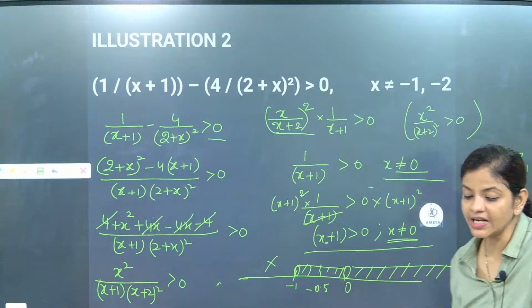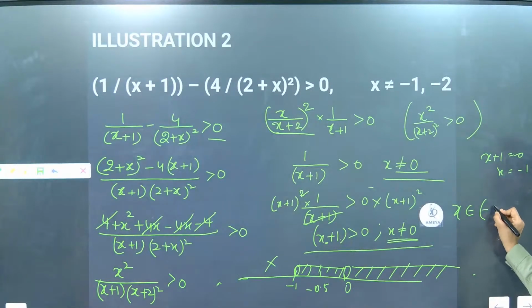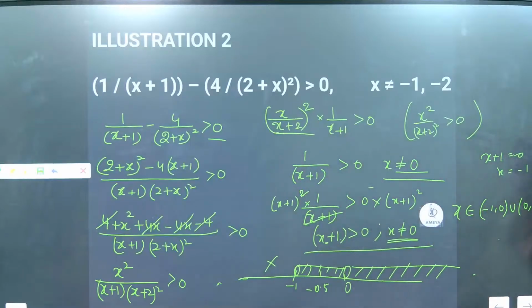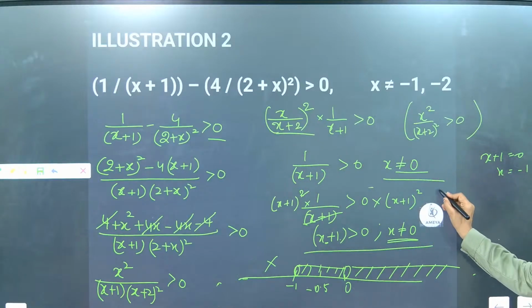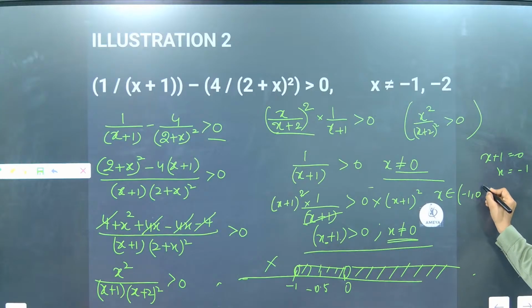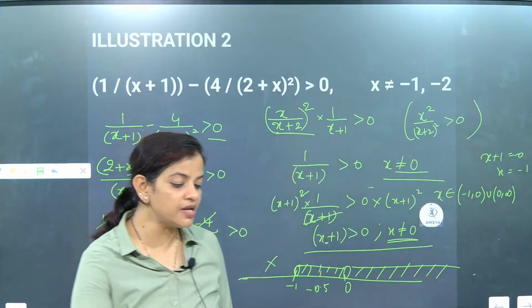So our answer is x belongs to the open interval -1 to 0 union 0 to infinity. Understood? x belongs to (-1, 0) union (0, infinity). And this is the answer, and this is the region finding.